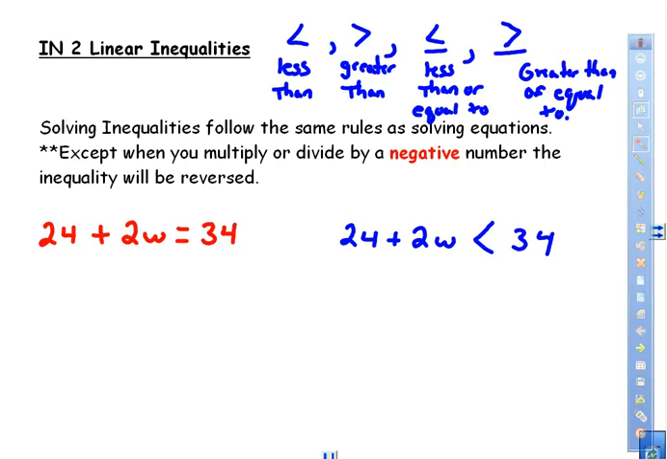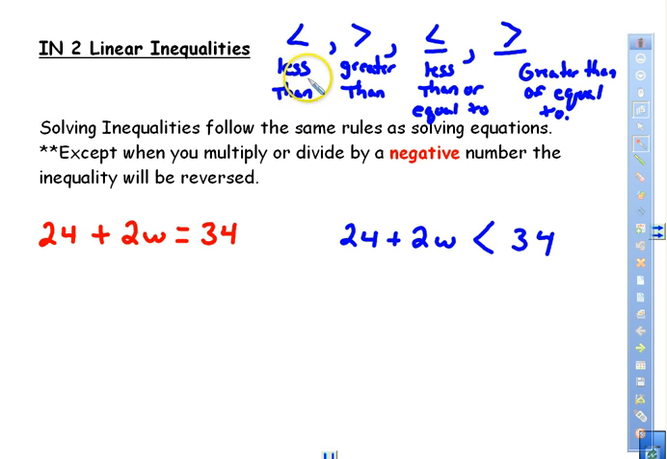It is section IN2, linear inequalities. And what I want you to do is go ahead and copy down this information first. So hit pause and write this down, and we'll discuss more about what these inequalities refer to. All right, so let's first look at what an inequality is.